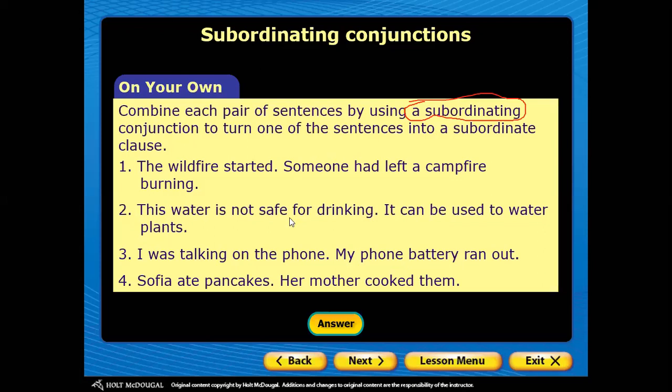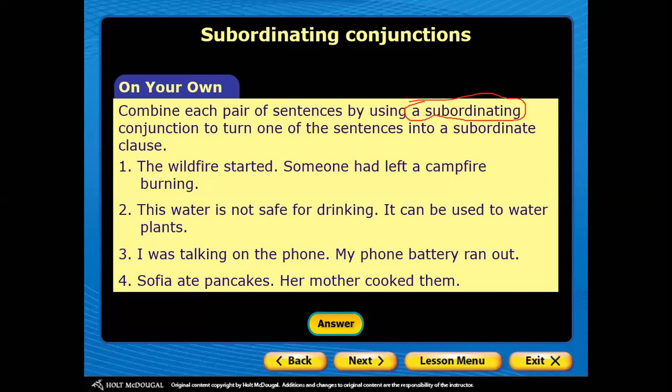Since means because. The water is not safe for drinking. It can be used to water plants. But this is kind of a contradiction, Omar. This is not a cause and effect relationship here, right? So there is a contradiction here. We can put when? No, when cannot be used here because it's not about time. When is a time conjunction.